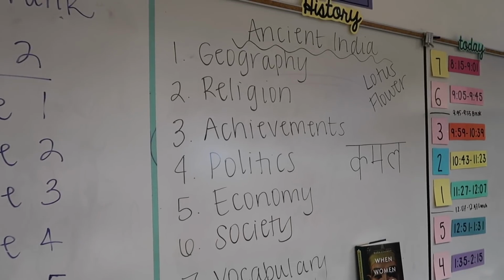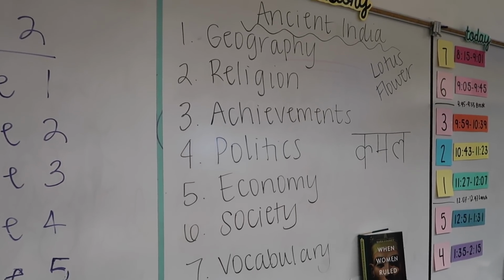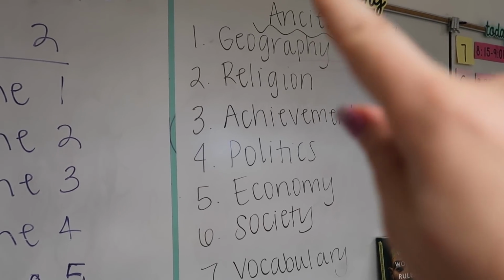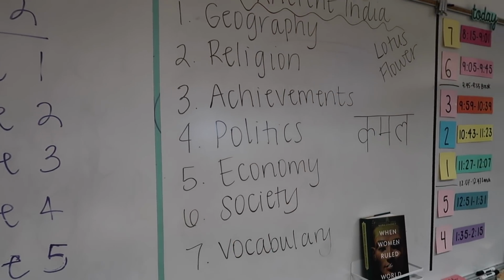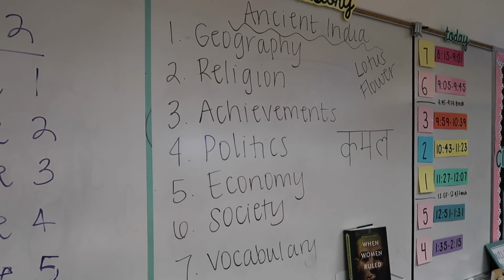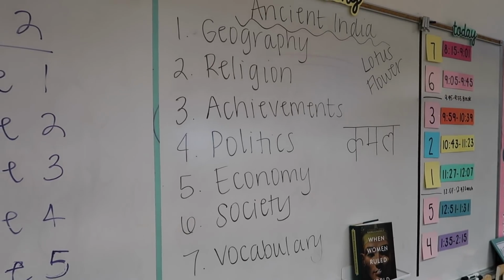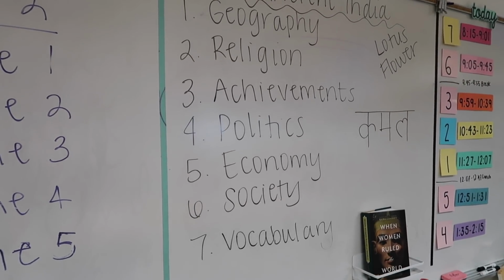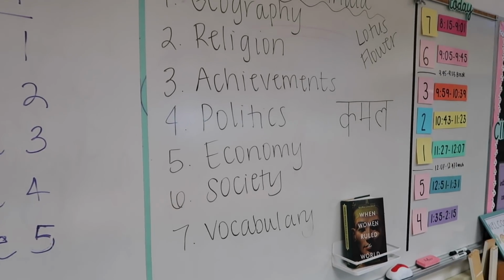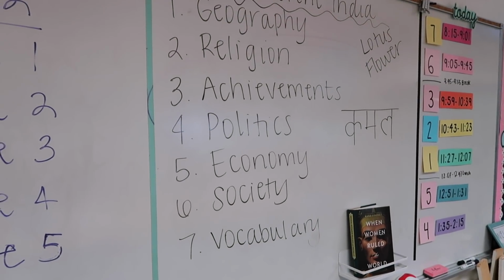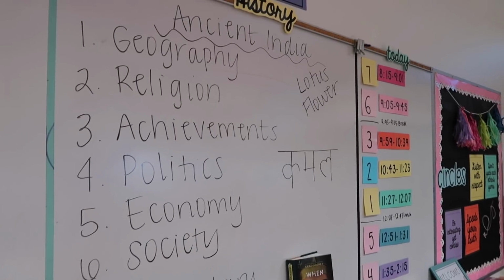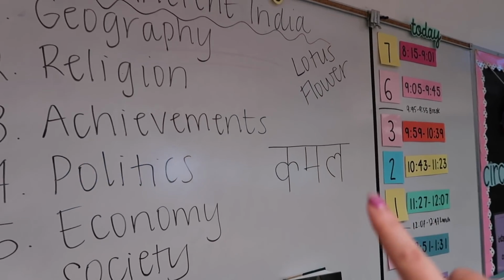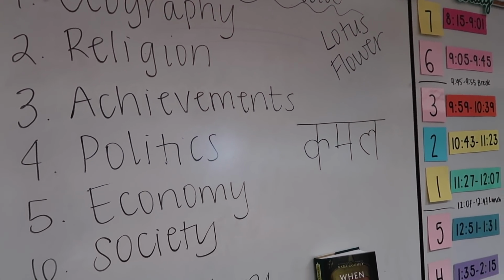But these are the different categories that they do with their flower petals. So you will recognize that it says grapes right there. That's how a lot of people do ancient civilizations. They cover each of those categories. And then the vocabulary is the little leaves behind the lotus flowers. So this is our ancient India lotus flower, and that's how you write lotus in Hindi, at least I think it is.